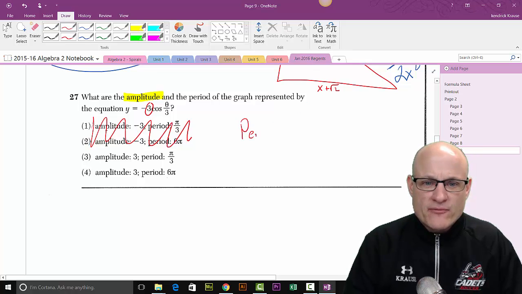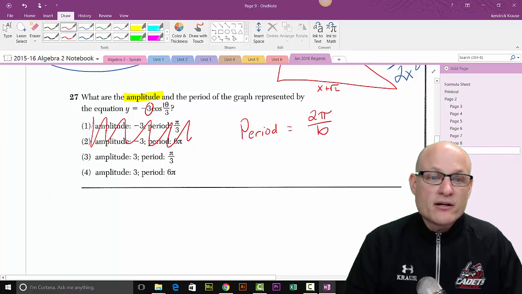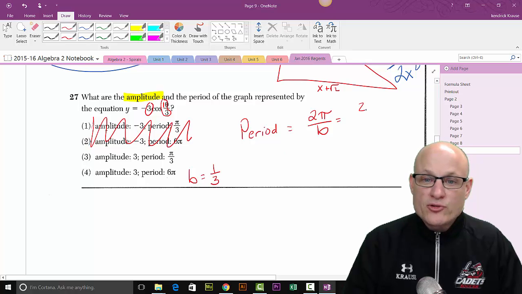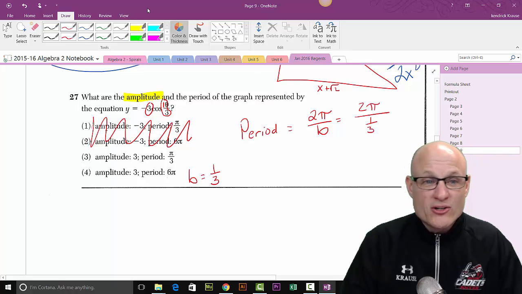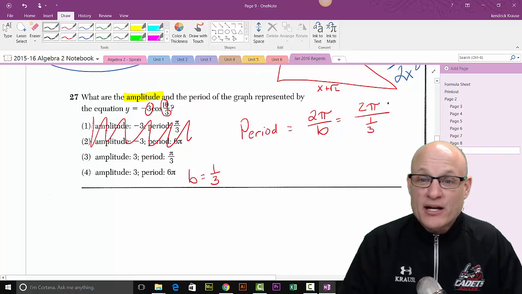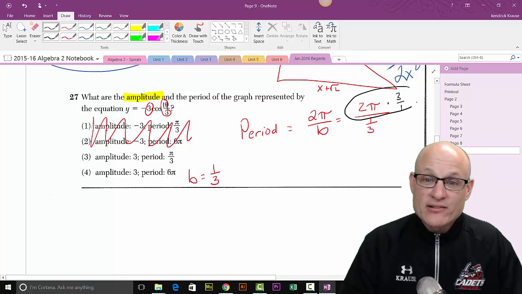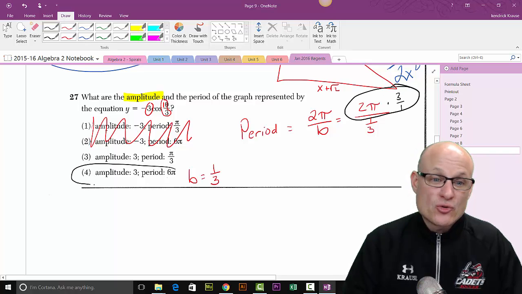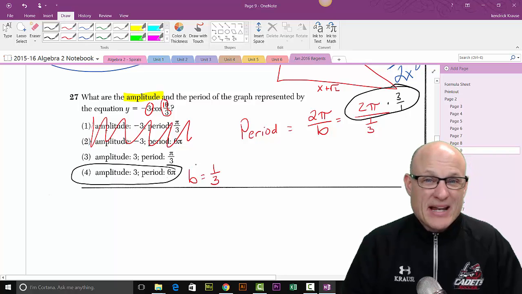And then you have to remember the formula for period, and the period is 2 pi over b. Now that's another thing that makes this tricky. The b is right here. It's this thing right here, which is 1/3. So b is 1/3. So what you end up with is 2 pi over 1/3. Now dividing by 1/3 is the same as multiplying by 3 over 1, and you get 6 pi. So the answer is choice 4. And I bet a lot of you missed that one. That was a very, very tricky question.